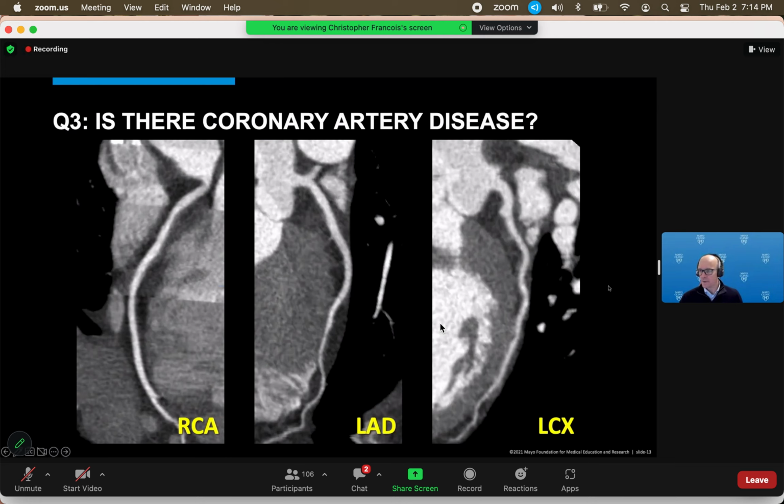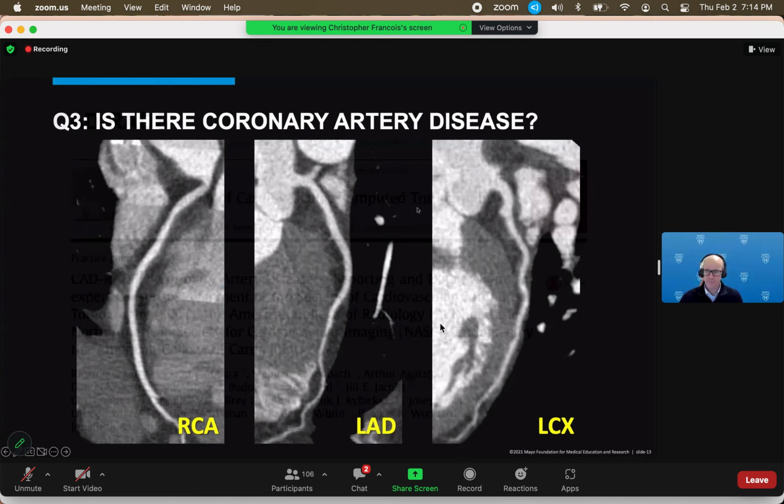And then finally, is there coronary artery disease? No. No, there is no coronary artery disease in any of these vessels.